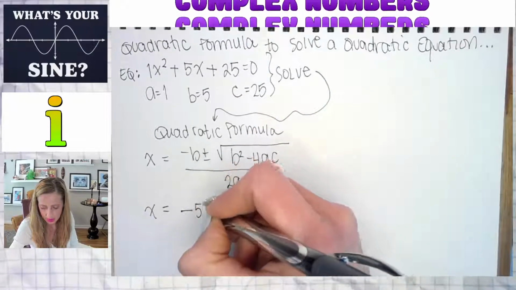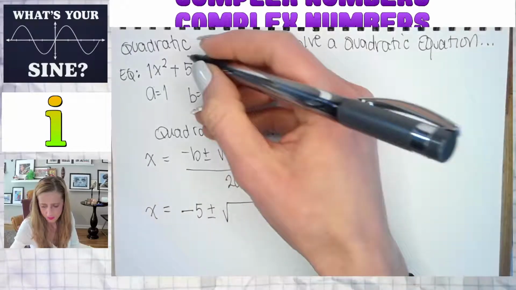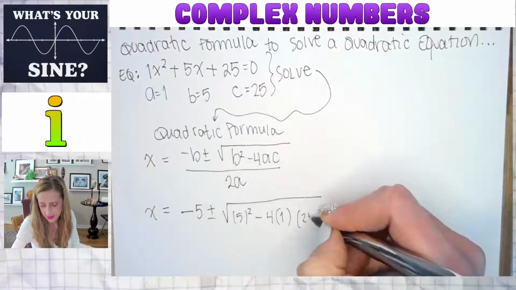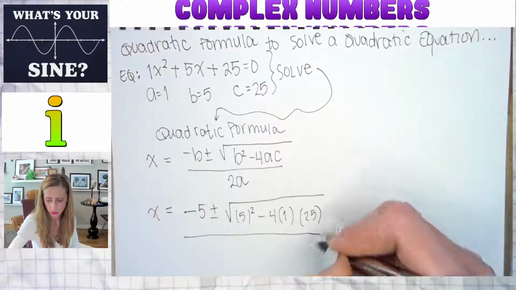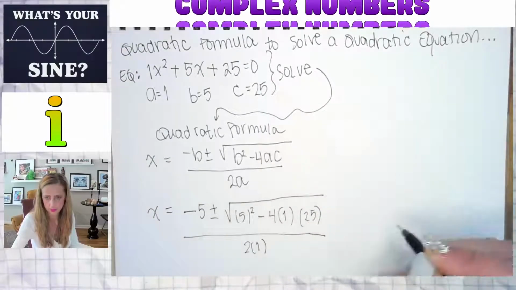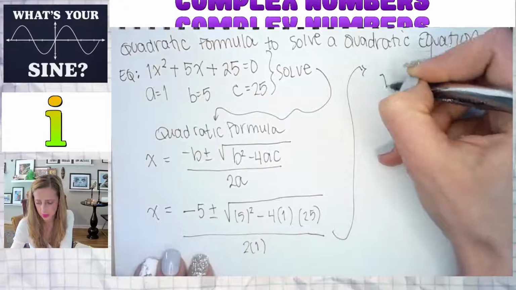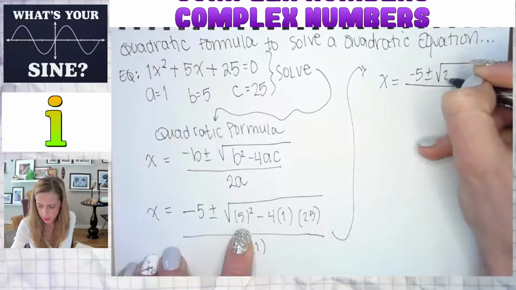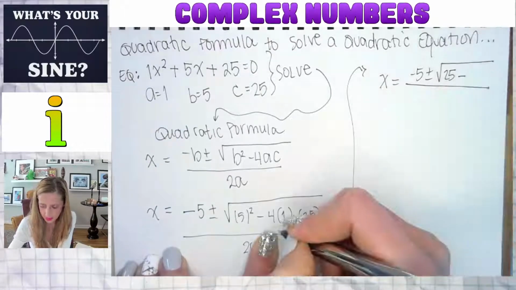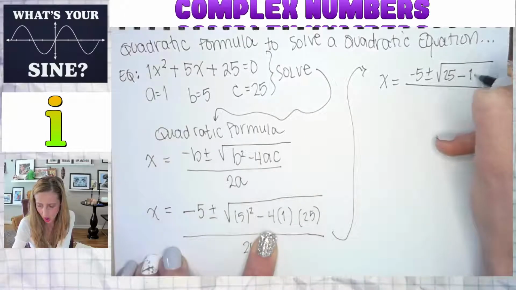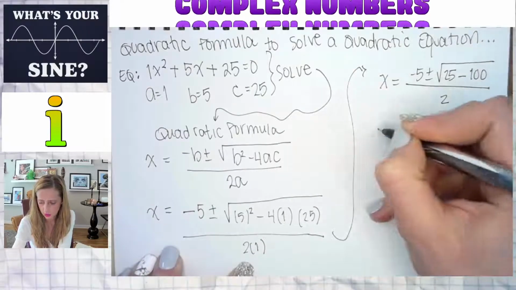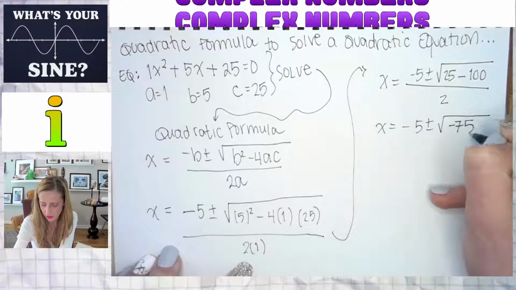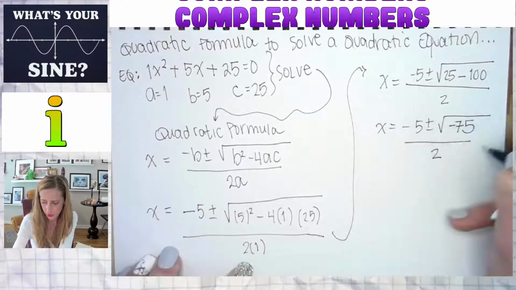Negative b is negative 5 plus and minus the square root. b squared is 5 squared minus 4ac all over 2 times 1. Continuing, x equals negative 5 plus minus the square root. 5 squared is 25 minus 4 times 1 times 25, 100. 2 times 1 is 2. x equals negative 5 plus minus the square root of negative 75 over 2.